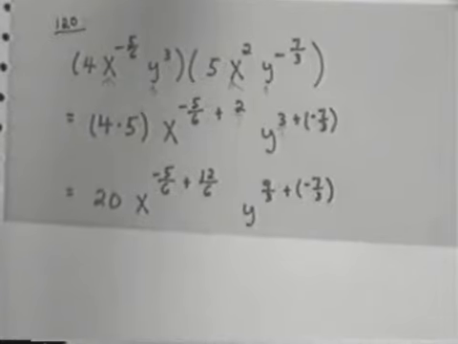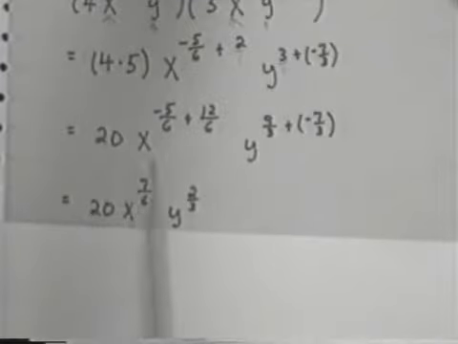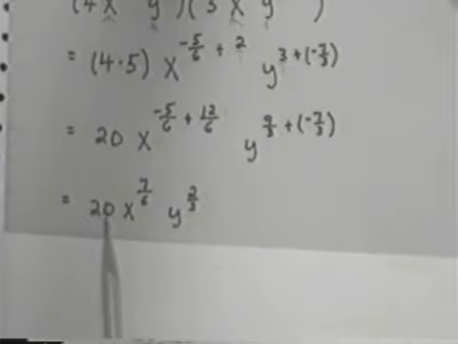Now complete the addition of the fractions to get 20x to the 7/6. And negative 5 plus 12 is 7. Y to the 2/3. 9 plus the negative 7 is 2. So my answer would be 20x to the 7/6, y to the 2/3.